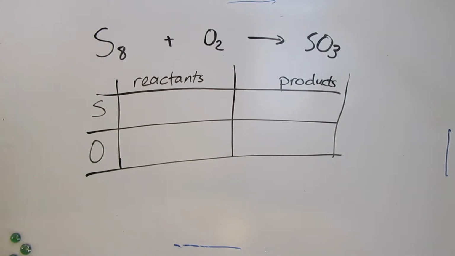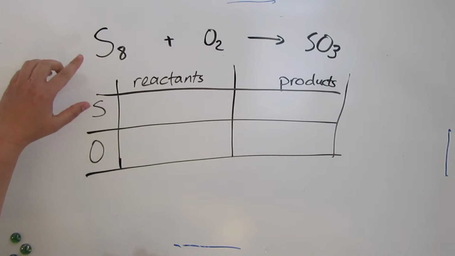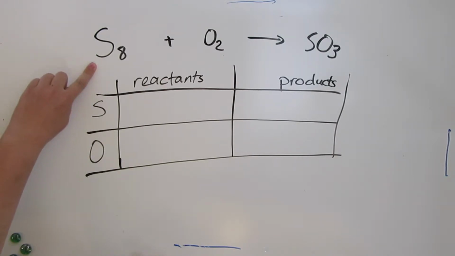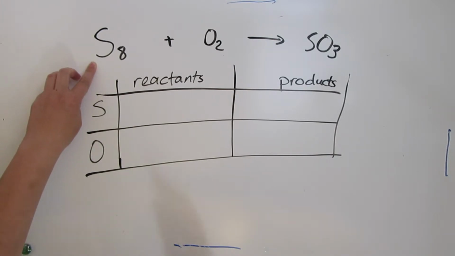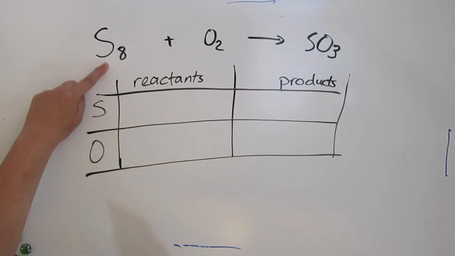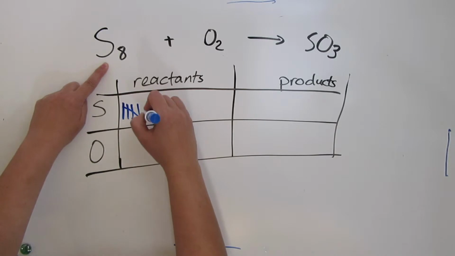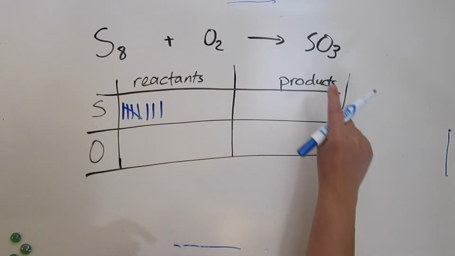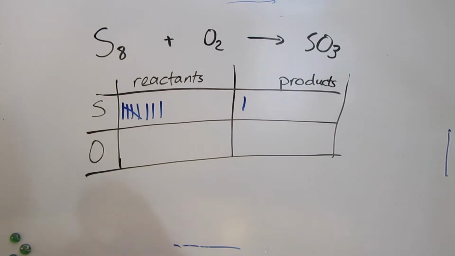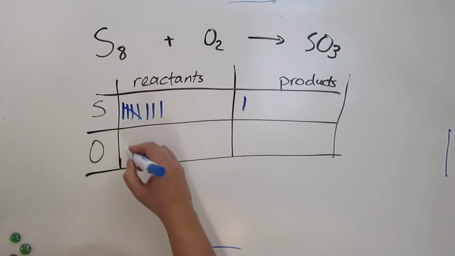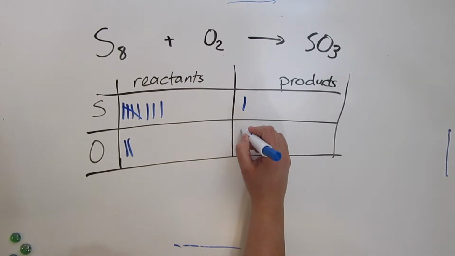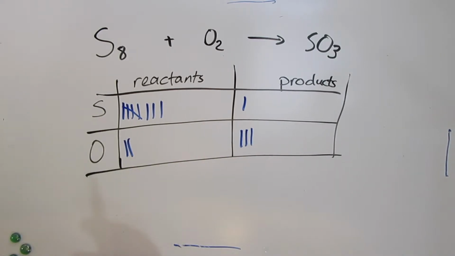So what we're going to do here is look at the way things are written, and count up how many atoms of each element there are the way it is currently written. So right now we have 8 atoms of sulfur on this side. 1, 2, 3, 4, 5, 6, 7, 8. And we have 1 atom of sulfur on this side. We have 2 atoms of oxygen on this side, and we have 3 on that side.